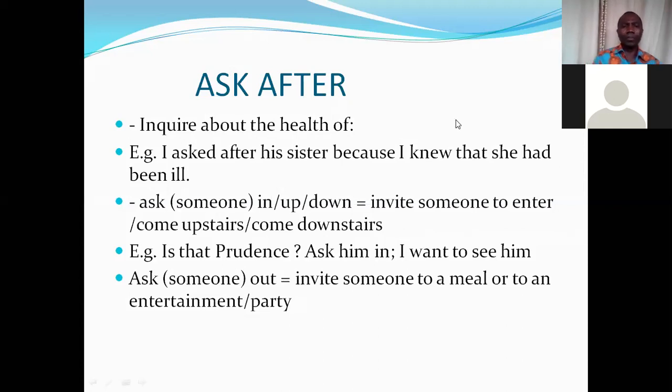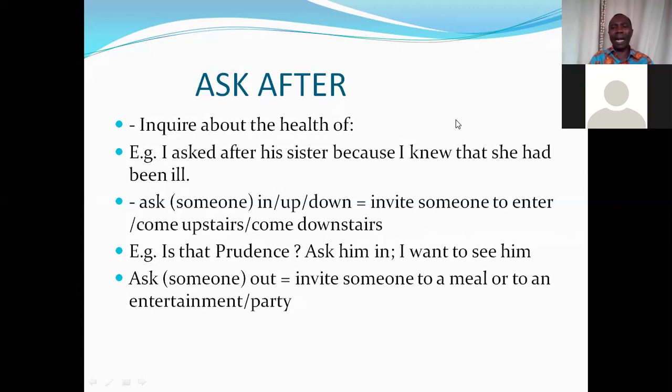So we continue. Ask someone in, or up, or down. Invite someone to enter, or come upstairs, or come downstairs. Ask him in, like when you happen to be in a room and somebody knocks. Who is there? Is that so and so? Say yes, ask him in. Ask him up if you happen to be upstairs. Ask him down if you happen to be on the ground floor.